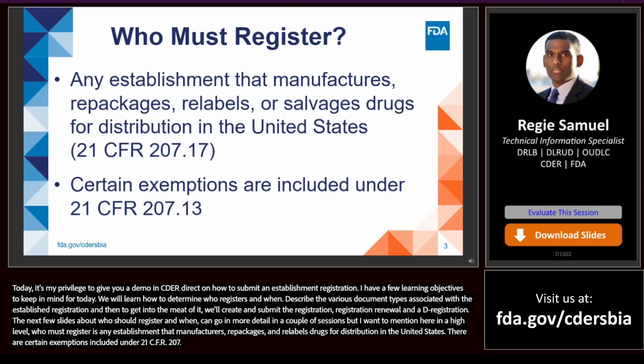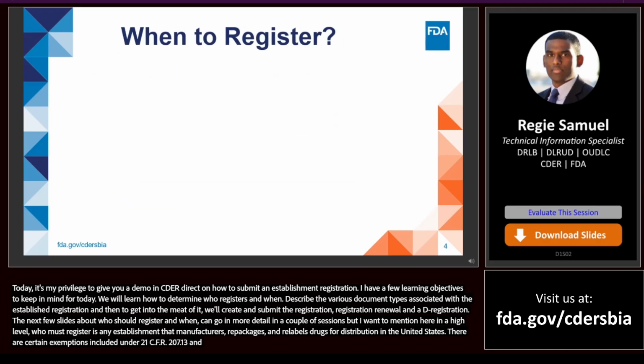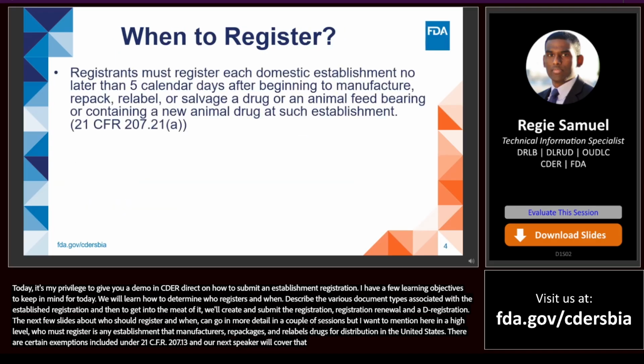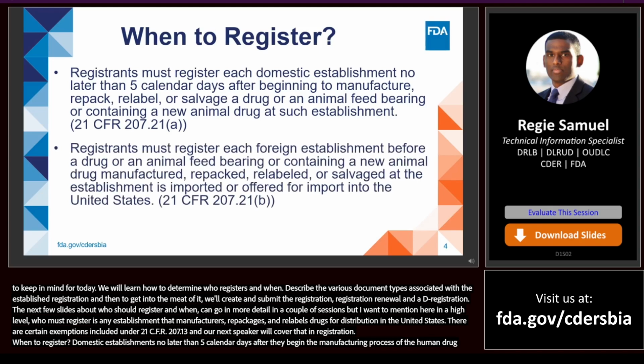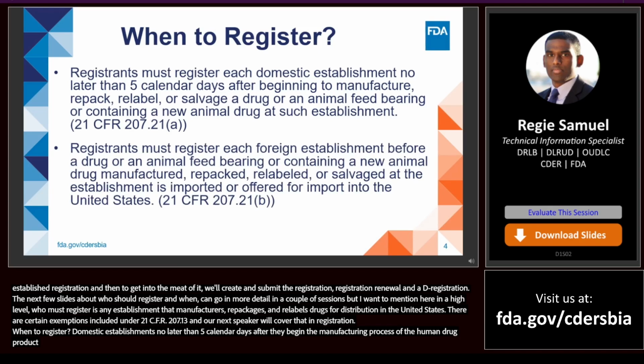in his presentation. When to register, again at a high level: domestic establishments should register no later than 5 calendar days after they begin their manufacturing process of the human drug product. And foreign establishments should register prior to their importation of the drug product into the United States.